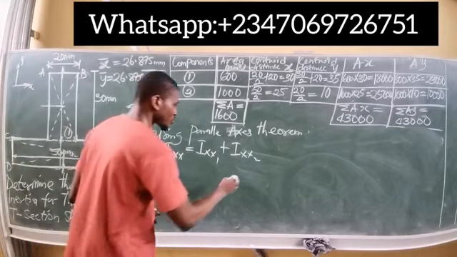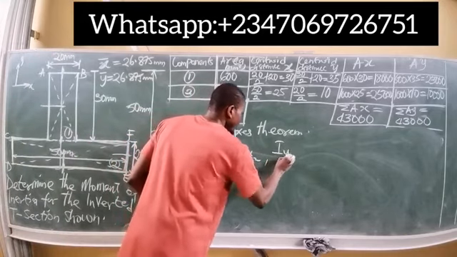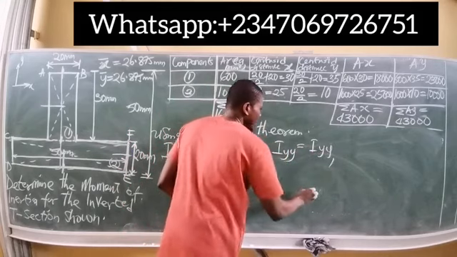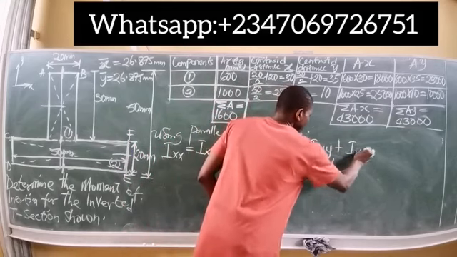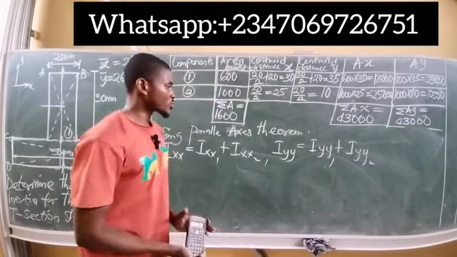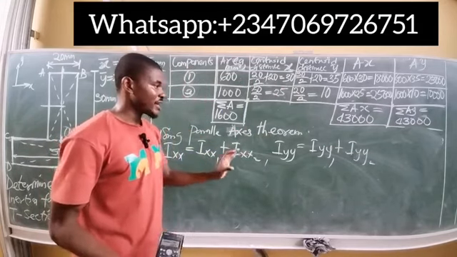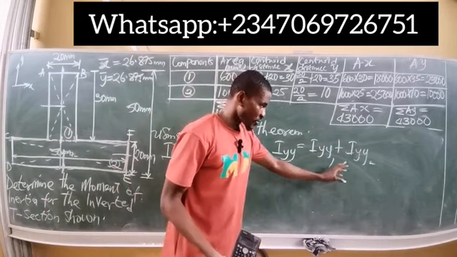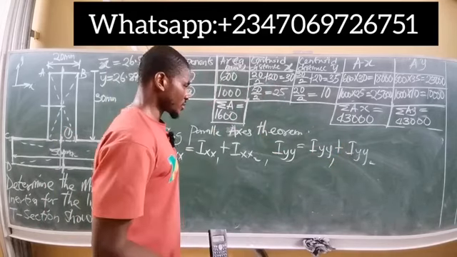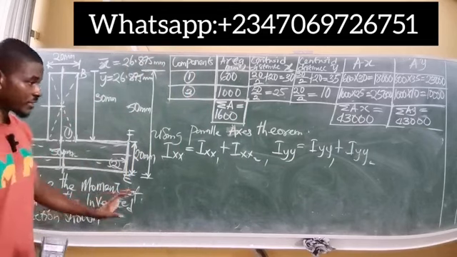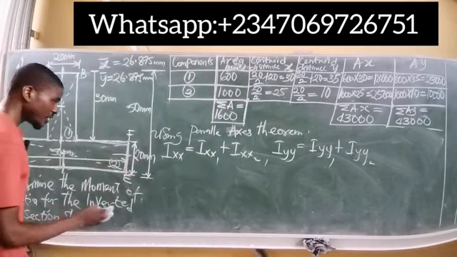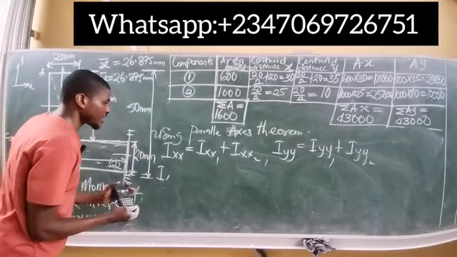The next one is also what? Iyy is equal to Iyy1 plus Iyy2. So this is the moment of inertia in the y-axis, where Iyy1 is the moment of inertia for the first shape in the y-coordinate, and Iyy2 is the moment of inertia for the second shape in the y-coordinate. So let's now obtain these different values for the first shape and for the second shape. Now, Ixx1, this is the parallel axis theorem, please.